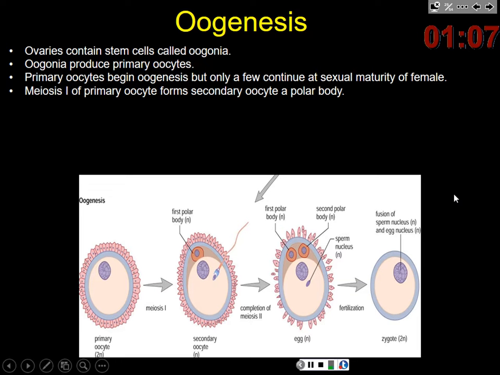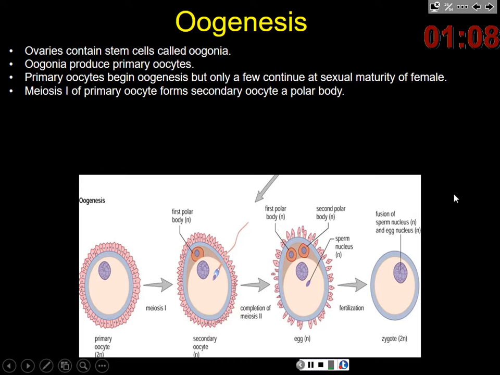Okay, so what happened here? In the primary oocyte, if this was a human cell, you've got 46 replicated condensed chromosomes. The nucleus is going to undergo meiosis I and cell division, so we're going to get 2 nuclei. There's one nucleus, there's the other nucleus. So we got our chromosome pairs separated into 2 nuclei.